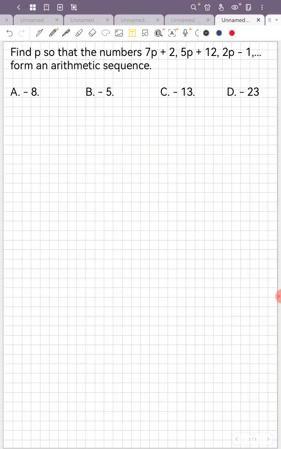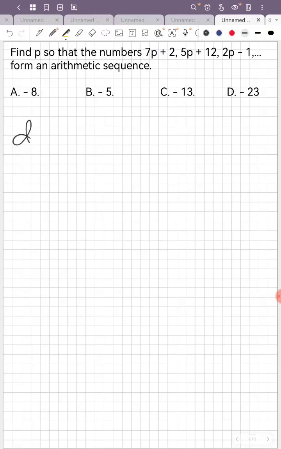Okay, so this is a problem from the post-assessment in the Mathematics Grade 10 textbook. Find P so that the numbers 7P plus 2, 5P plus 12, 2P minus 1 form an arithmetic sequence. So first, since this is an arithmetic sequence, we need to consider that the difference between a sub 2 and a sub 1 is equal to the difference of a sub 3 and a sub 2.